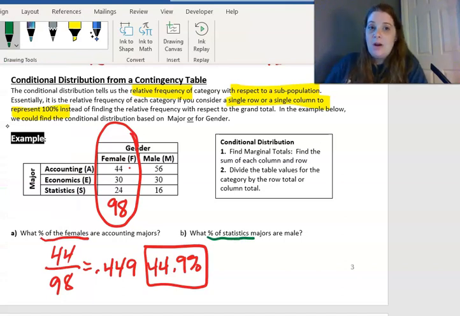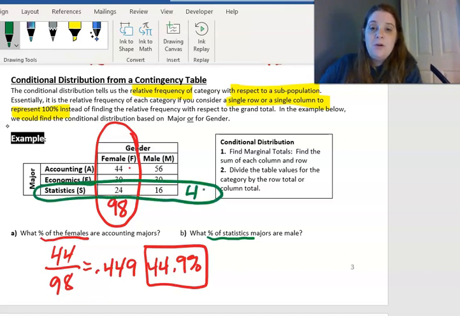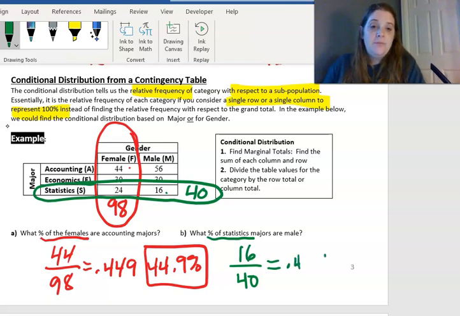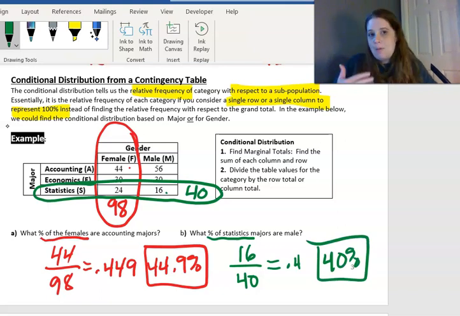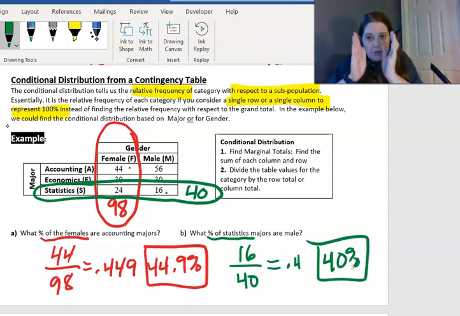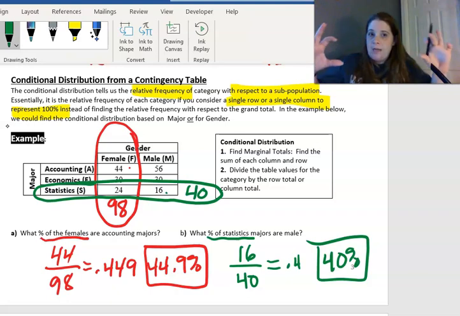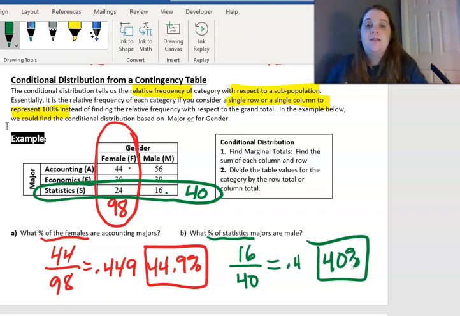If I said what percent of the statistics majors are male, again, I'm not looking at of the total anymore. I'm looking at of the statistics majors. So I'm only looking at these 40 individuals that are studying statistics, which means my grand total is 40. And 16 of those are male, and that's going to give me 0.4 or 40%. So this is that conditional probability: we're applying some condition and saying just out of this part, not out of the whole thing, but just out of this little part.